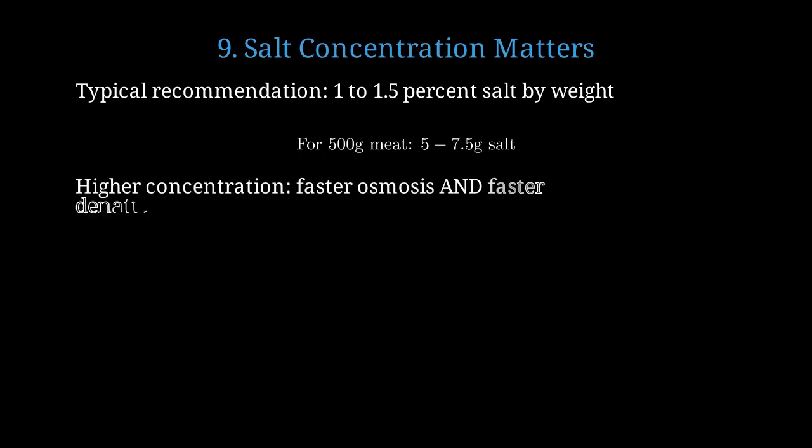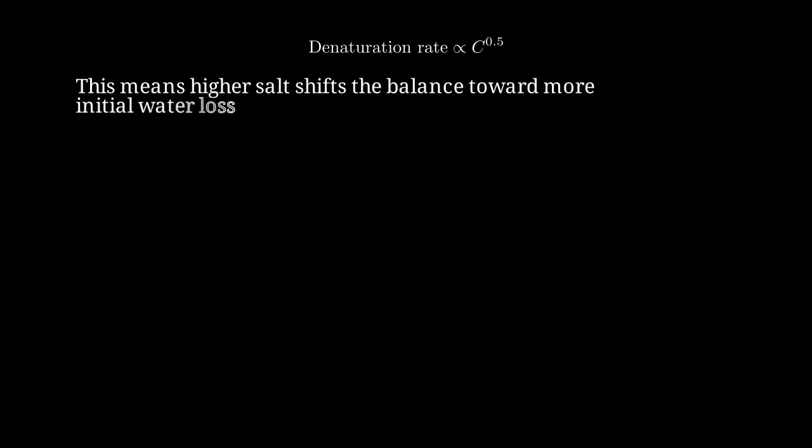Higher salt concentration speeds up both osmosis and protein denaturation, but in different proportions. Osmosis rate is roughly proportional to concentration, but denaturation rate increases more slowly, roughly proportional to the square root of concentration. This means that using more salt shifts the balance toward more initial water loss before denaturation catches up.